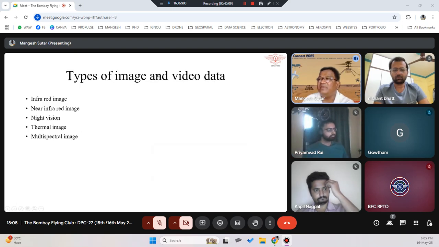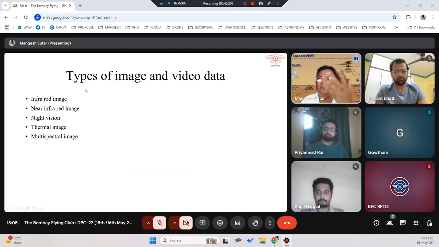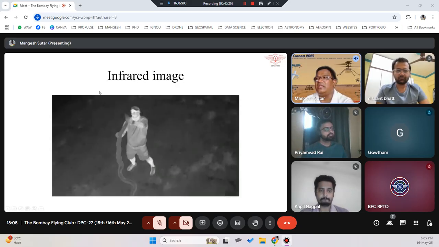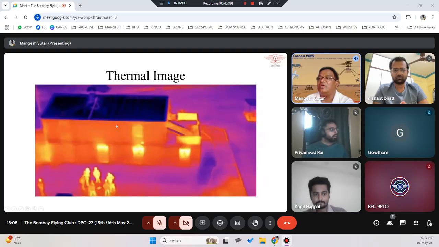Okay, so types of images and video data. Infrared images could be there, near infrared images could be there, night visions could be there, thermal images could be there, multispectral images can also be there. So apart from your normal RGB images, there are other types of images also available for interpretation. Like this is an RGB image, and this is your near infrared image. Okay, so you can have NDVI parameters over here. Okay, thermal images are there.